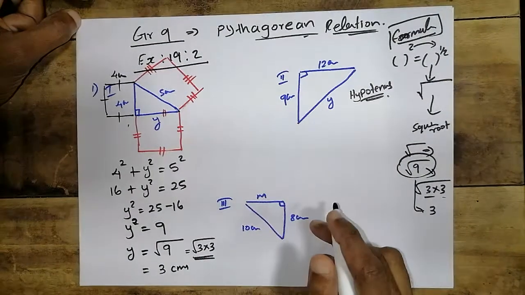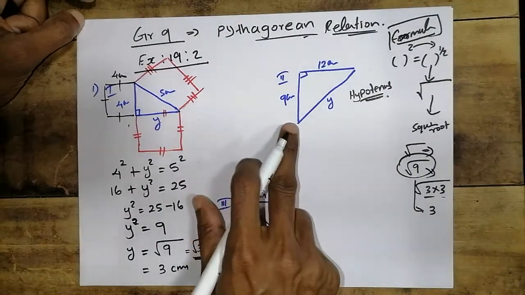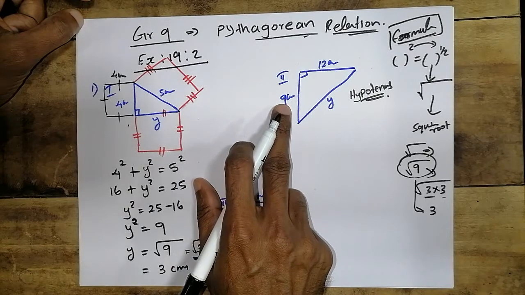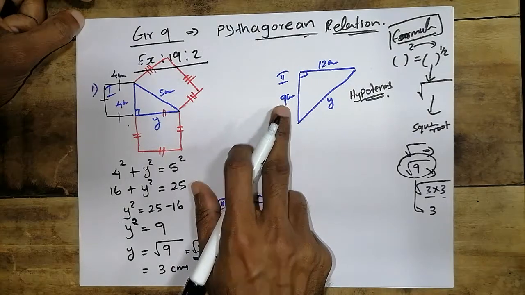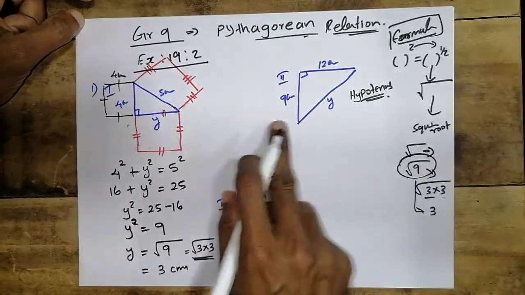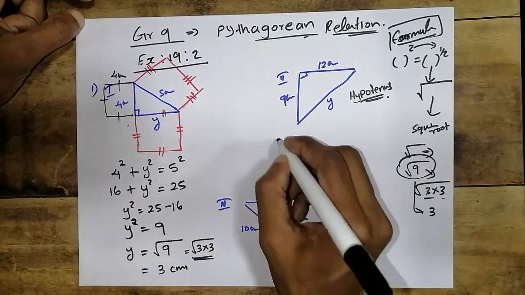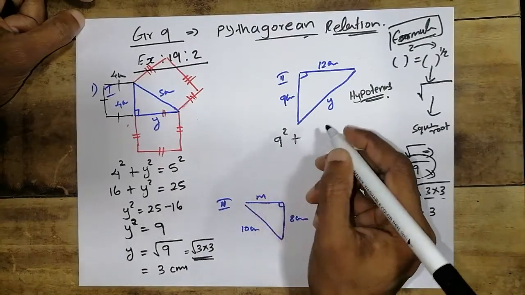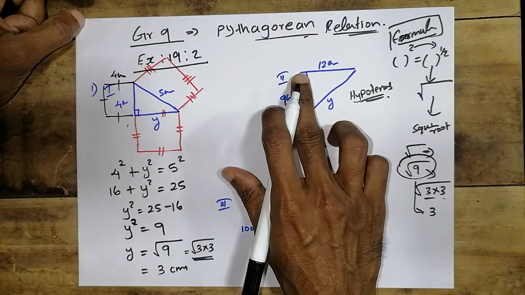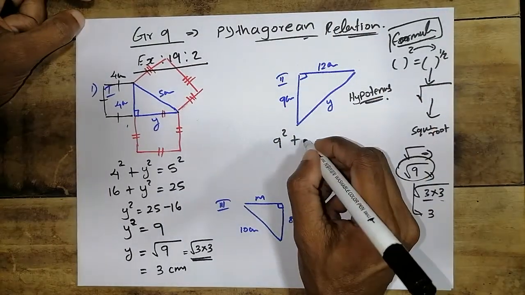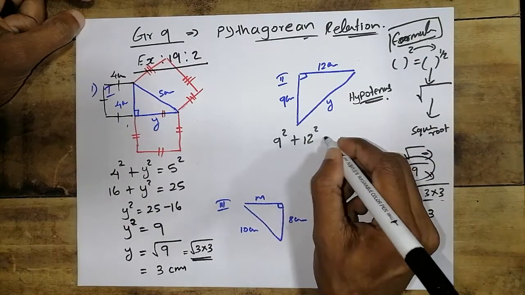Okay, so according to the Pythagoras relation, the squares on the sides which are creating the right angle, so 9 and 12. If you draw a square on the side 9, the area of the square will be 9 squared, 9 into 9. If you draw another square on the side 12 centimeter, the area of the square will be 12 into 12, so 12 squared.